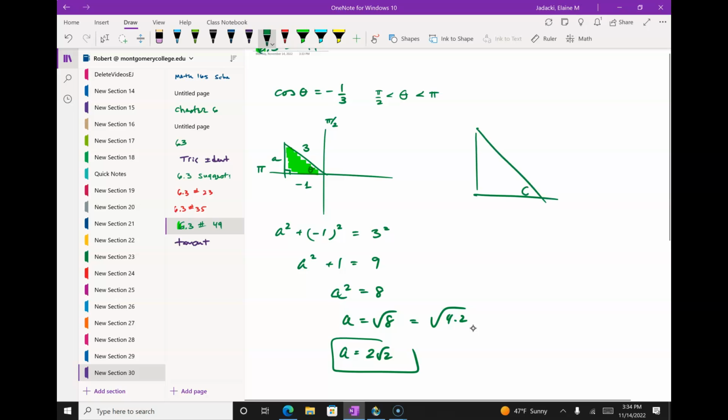Once I have all my sides figured out, I like to redraw my triangle. You don't have to. It's just me. That's the triangle I am using. Is everybody okay with that solving for A?